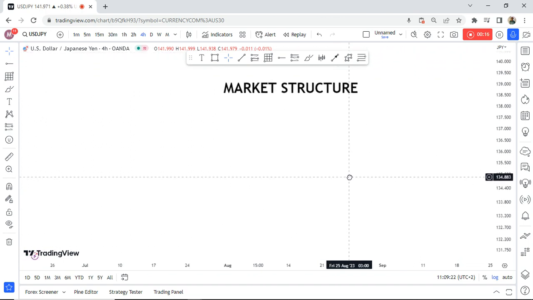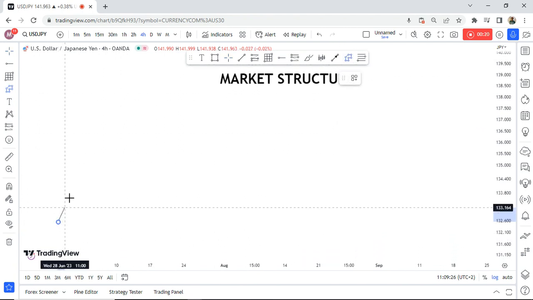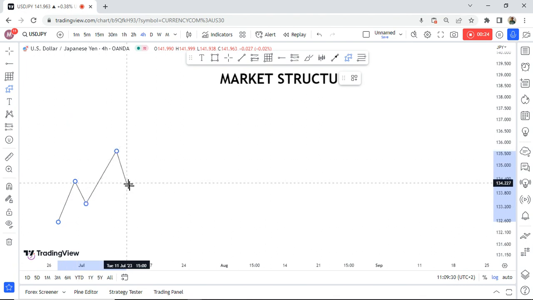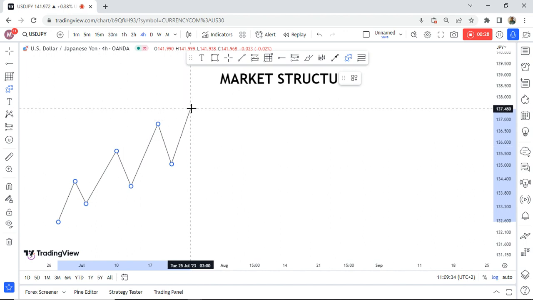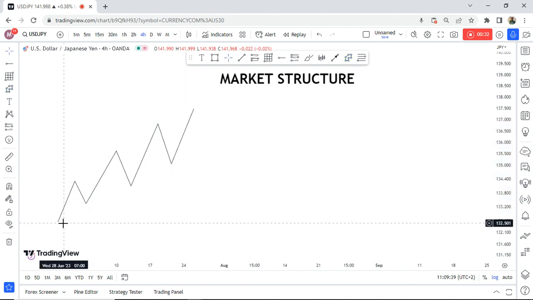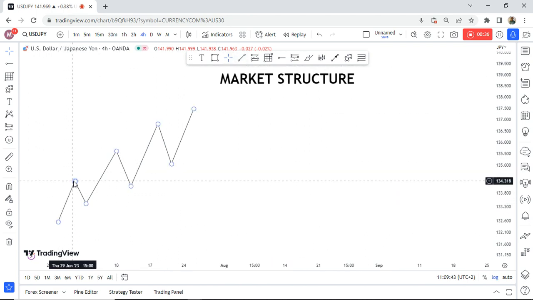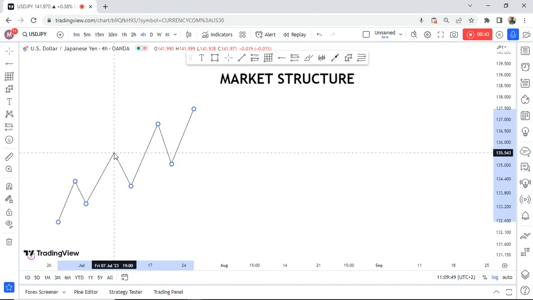Suppose we are having an uptrend or a bullish market. So, I'm just going to draw some order flow right here. Then I'm going to leave it here. Suppose, guys, we've been in an uptrend. So the market has been forming higher highs and higher lows, higher highs and higher lows. It's basically a series of higher highs and higher lows.